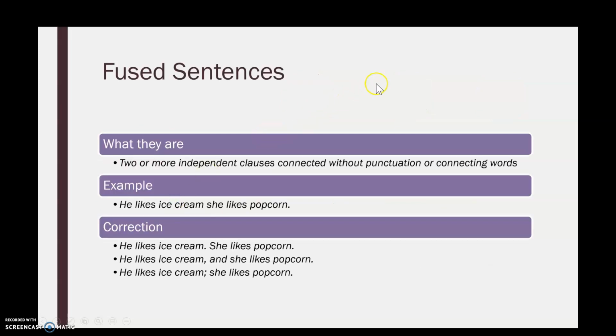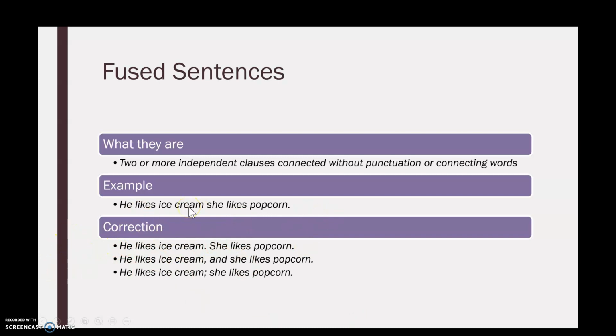So what are fused sentences? Fused sentences are when you have 2 or more independent clauses connected without punctuation or connecting words. So for example, he likes ice cream she likes popcorn. There is no period. You've got 2 independent clauses here. He likes ice cream and she likes popcorn. But we don't have any period here. We don't have any connecting words. We don't have any punctuation between them. So that would be a fused sentence.